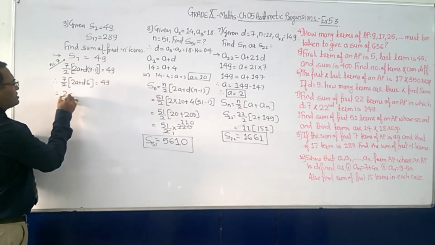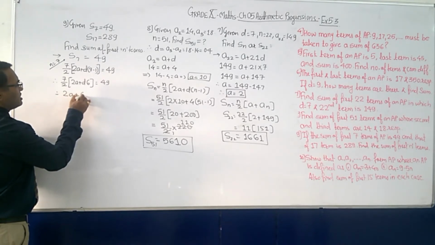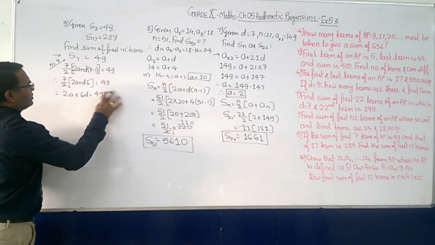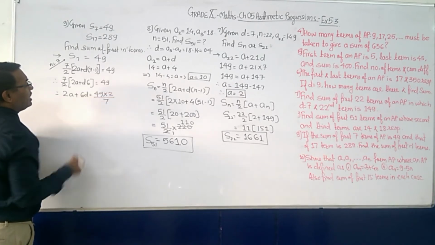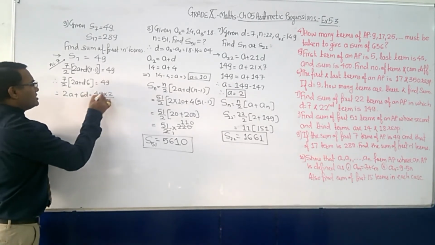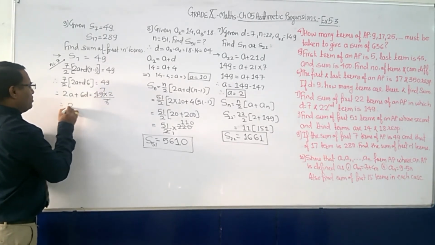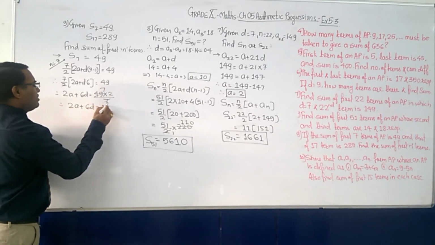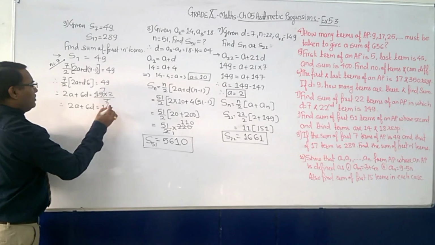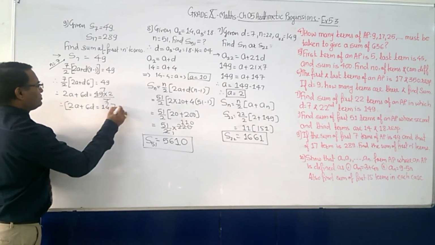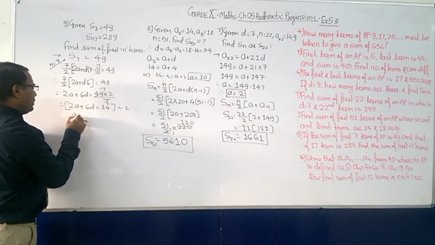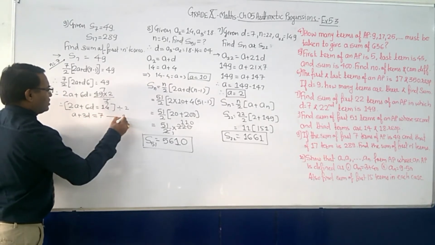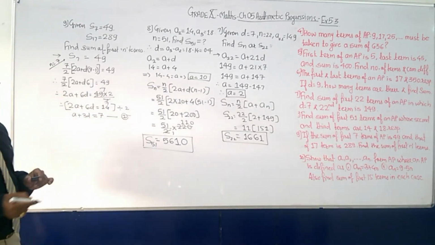Now you can do this also. The 2 will go up and 7 will divide 49, so 7 ones are 7, 7 sevens are 49, and finally you are going to get 2a plus 6d equal to 14. If you divide it by 2, you will get a plus 3d is equal to 7. That is equation number 1.